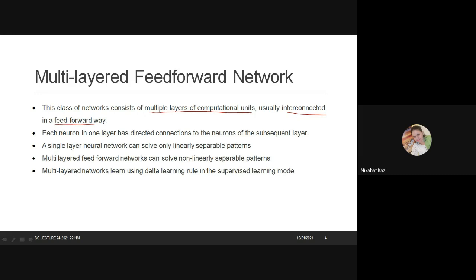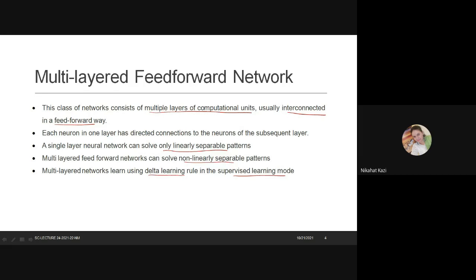We know that a single layer neural network can solve only linearly separable problems. So the problem with a single layer network is that you cannot solve real world problems which are non-linearly separable. So that is why you need to introduce hidden layers. And that is where multi-layered feed-forward networks come into picture. Okay? So multi-layered feed-forward networks, they use delta learning rule in the supervised learning mode. So obviously they're supervised. Whatever networks we are talking about, they're supervised. So they're using delta learning rule.